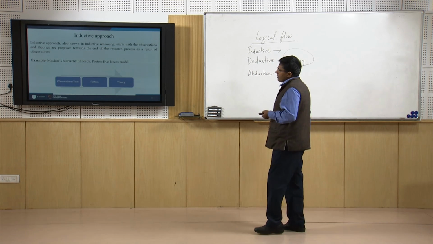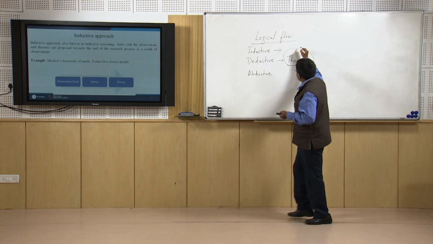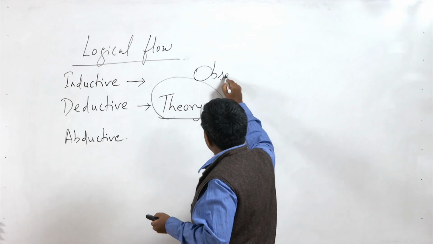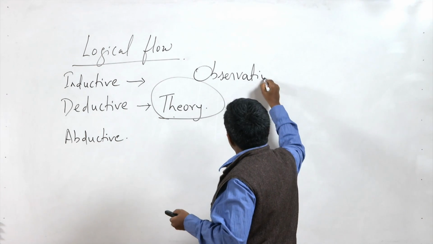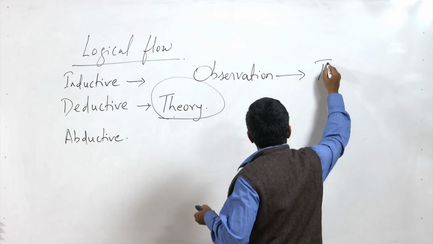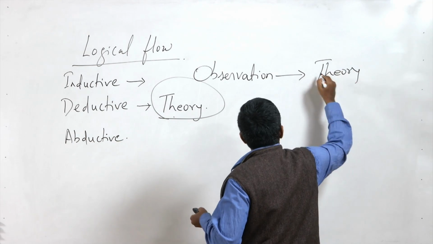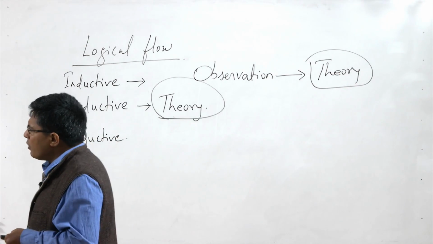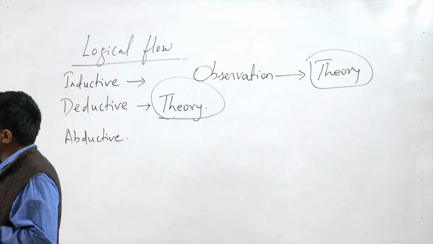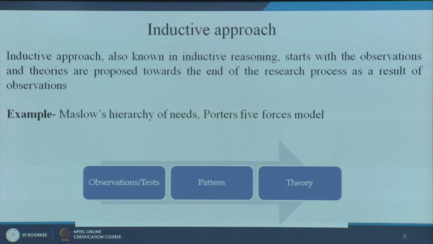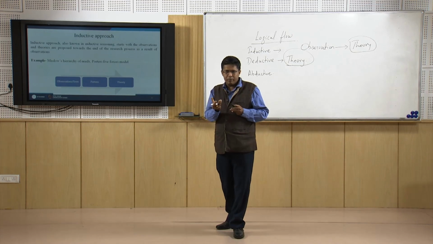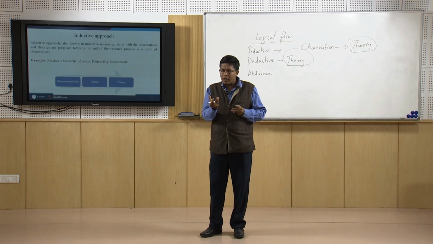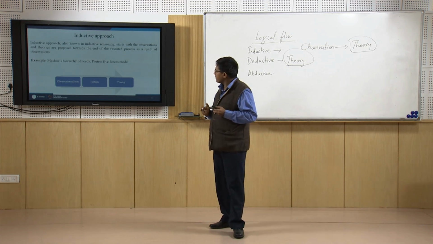So when you observe, that means from an observation, you end up developing a theory. So it says inductive approach, also known as inductive reasoning, starts with the observations and theories are proposed towards the end of the research process. So theory is an outcome of the approach, of the observations.